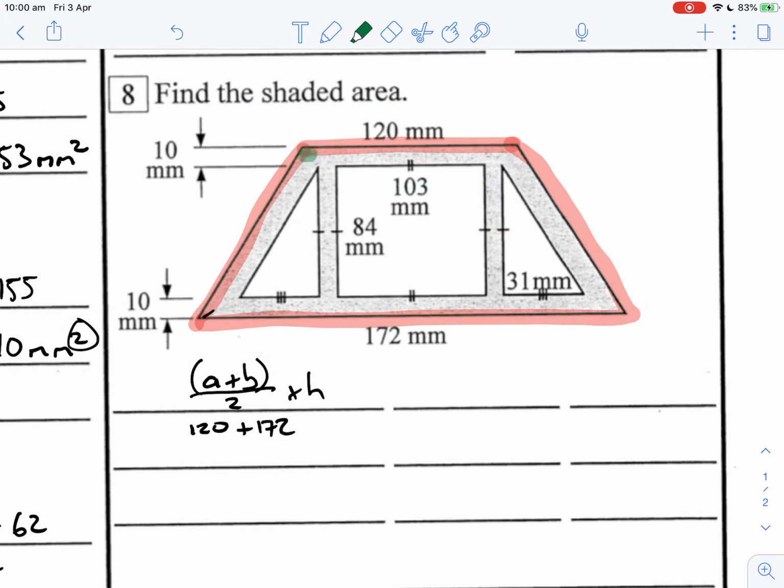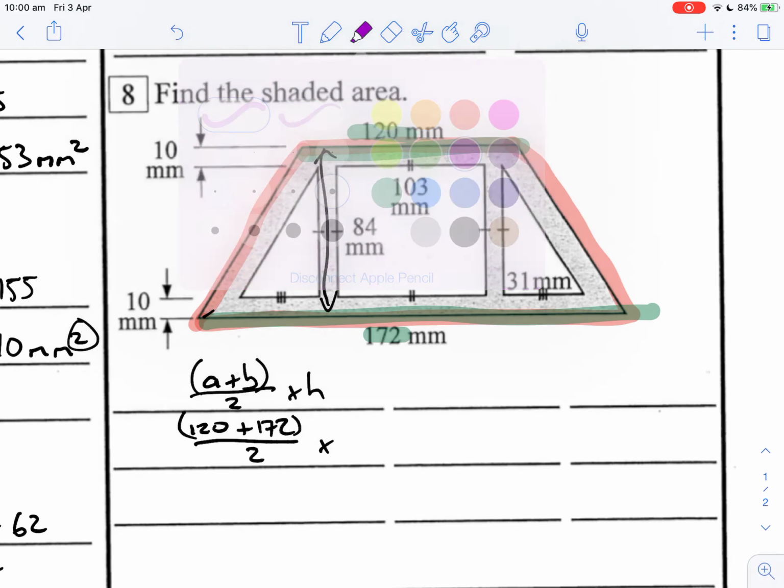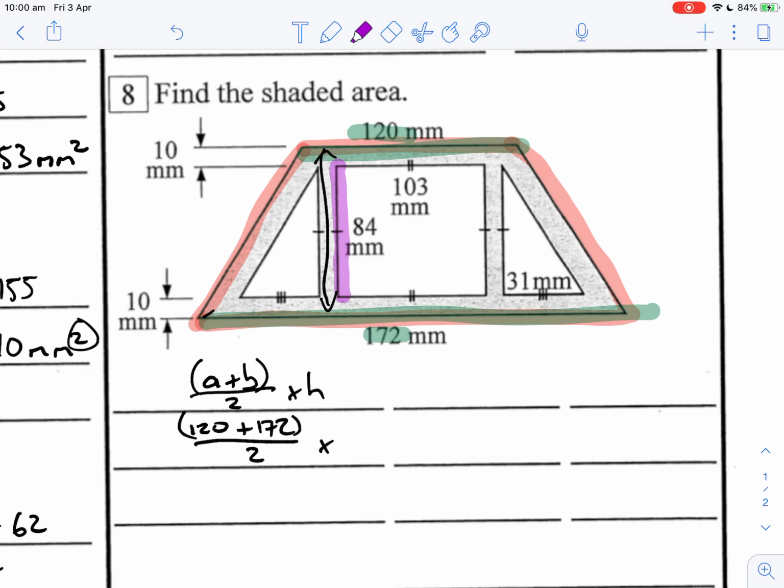I'll change colours. So my parallel lines are this top and bottom one. So I've added those 2 numbers there, and I divide those by 2. And then I have to times it by the height. So what I need is this overall height all the way from the top down to the bottom. Now, they haven't given me that directly, but what they've told me, I'll just change colours again, is that the height of these are all 84.